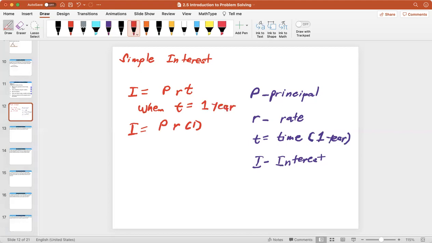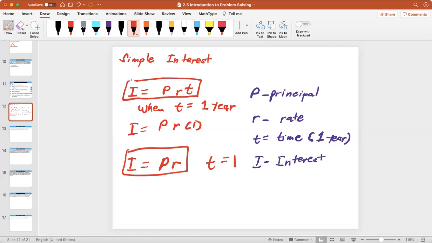Remember that T can also be any number of years. It could be 2 years, 3 years, could be 2.5 years, and so on. And so that simplifies to I equals the principal times your rate, given that your T is equal to 1 year. That is simply the formula that we're going to use here in most of the problems. But maybe in some problems, we might be using the formula I equals PRT.